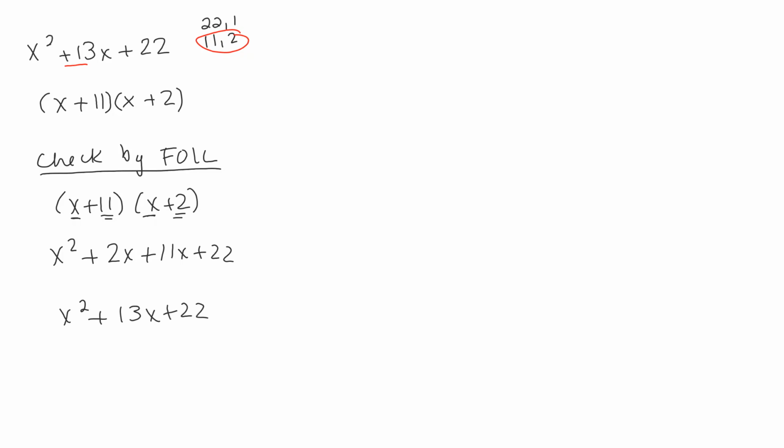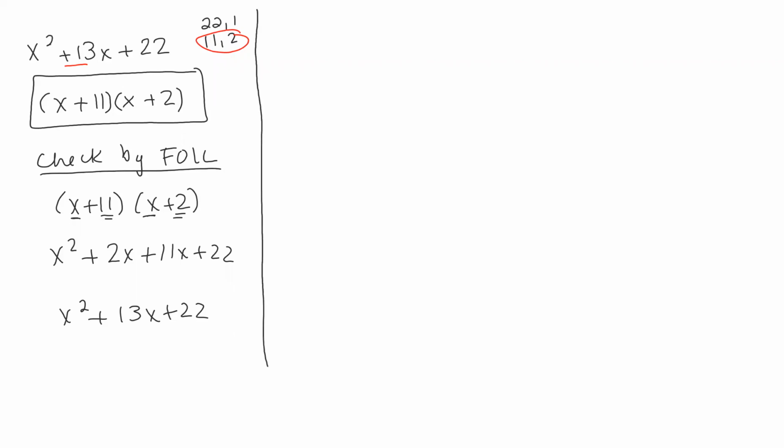So that's it. Remember, before we would have started with x plus 11 times x plus 2, and our job would be to get x squared plus 13x plus 22. But now we're undoing that FOIL method, so we're working backwards. So again, when you're factoring these quadratic trinomials, your results will be the product of two binomials. So let's look at some more examples.